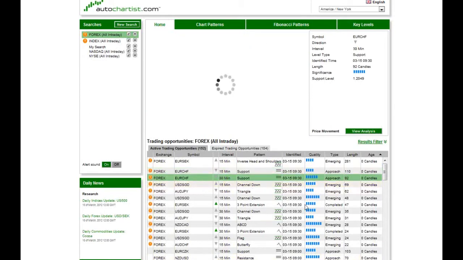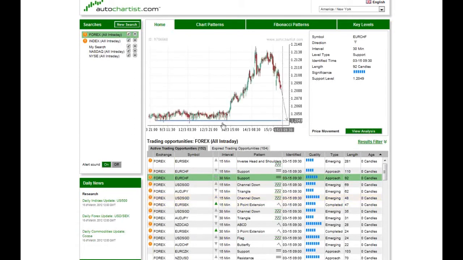Okay, so Euro Swiss franc, Autochartist saying there was very, very strong support at 1.204, and it moved away from that support level and now is heading back down towards the support level, Euro Swiss franc.